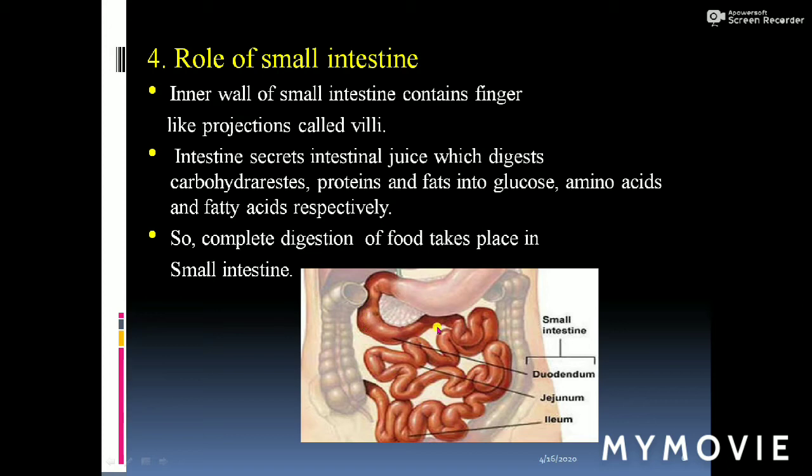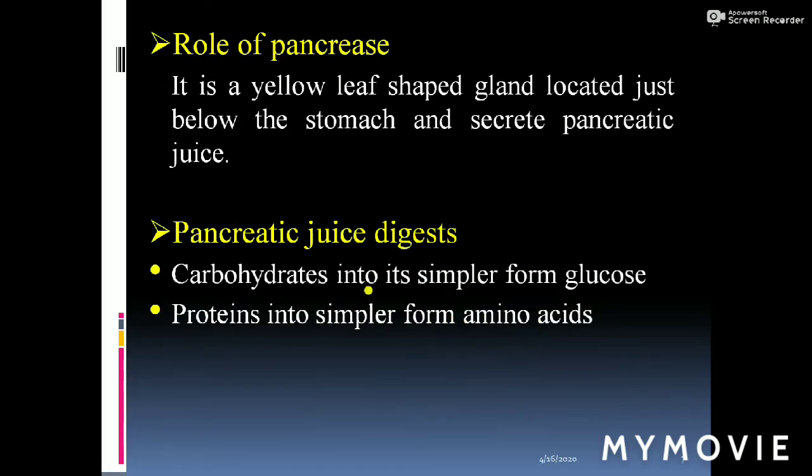Children, the length of the small intestine is about 7 meters, a long coiled structure, and this is the part after the stomach. From the stomach, food passes to the small intestine.